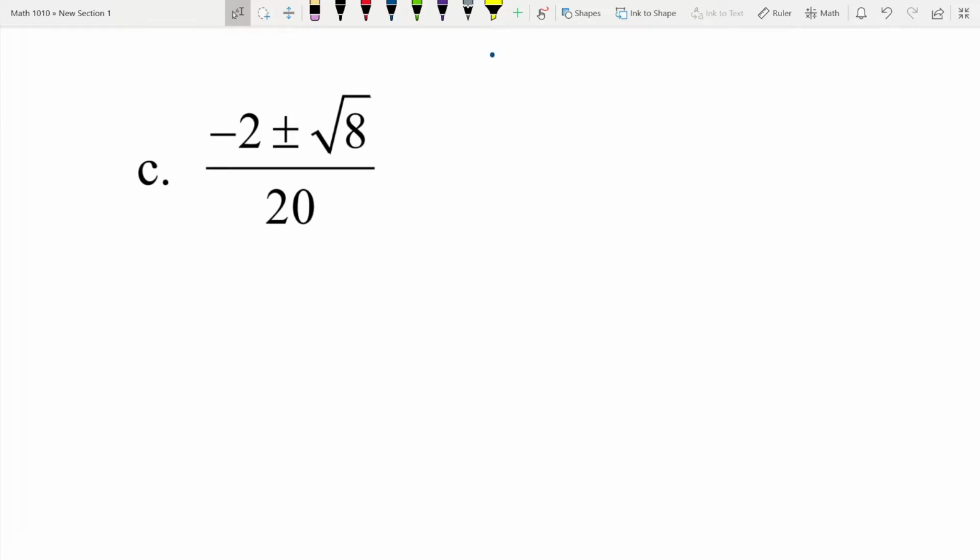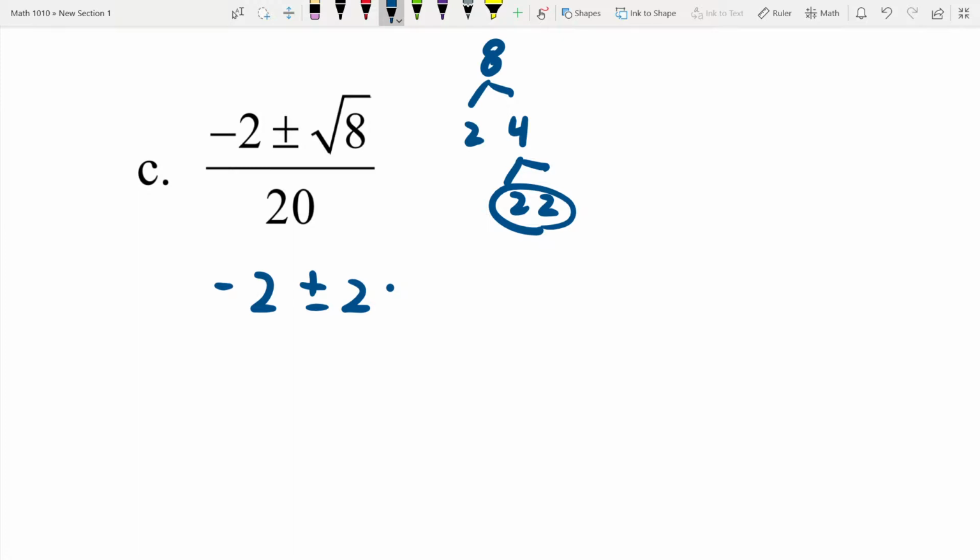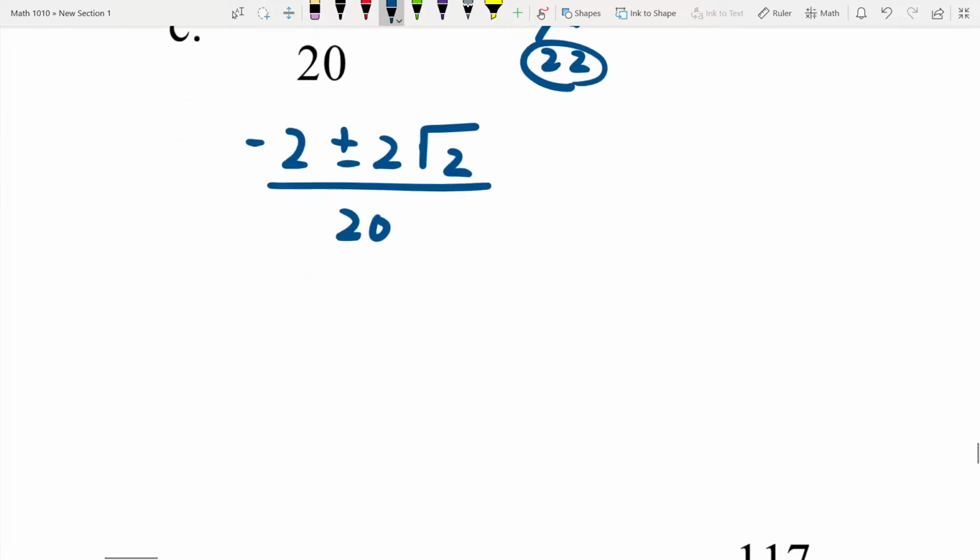Okay, first thing we're going to do is take that 8 and we're going to break it down. So 8 is 2 times 4. And 4 is 2 times 2. So these two 2's come out as a single 2. So you have negative 2 plus or minus 2 square root of 2 all over 20. Okay, all I did is simplify the square root of 8.